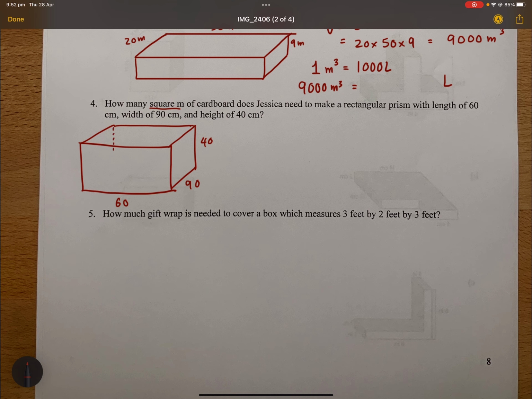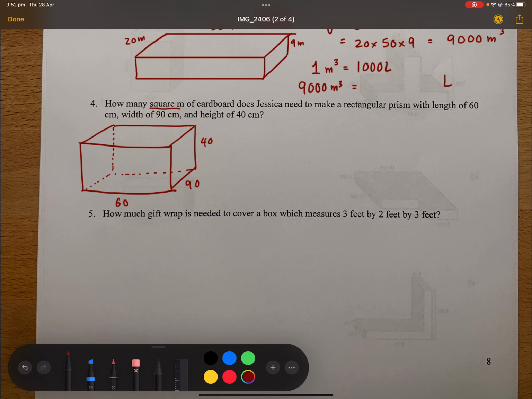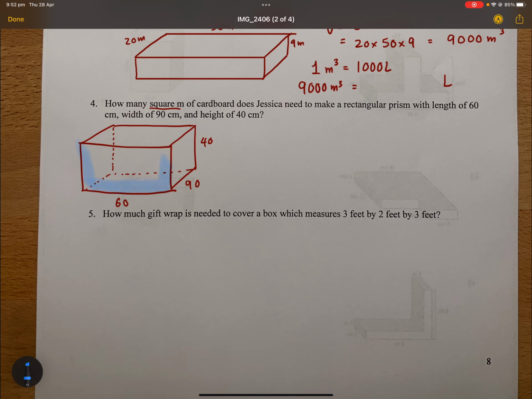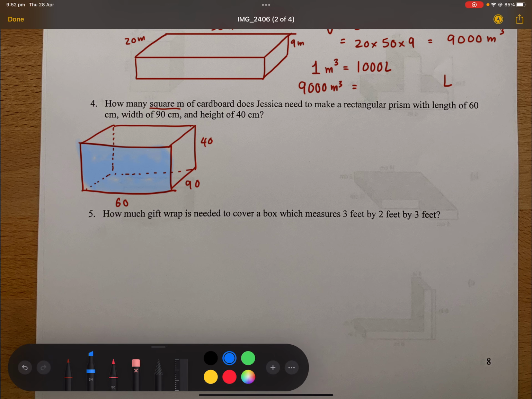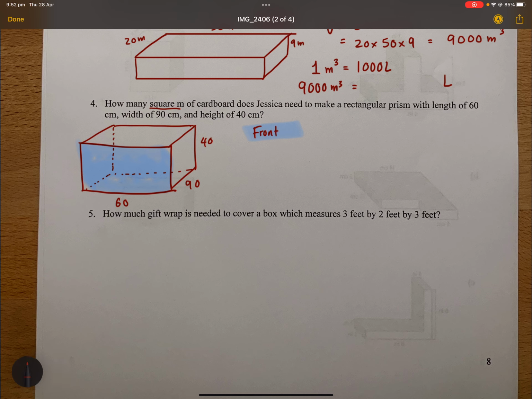So to find the surface area of this rectangular prism, what we're going to do is find the area of the front face. So I'm going to highlight that in blue. The front face is going to be the blue face there. So the front is going to equal, what's the area of that one? This is a 40 here. Area is going to equal length times width. So that's 40 times 60, which is 4 times 6 is 24 with 2 zeros.